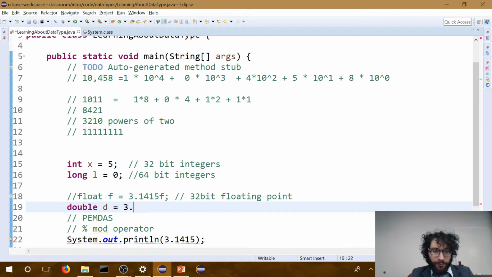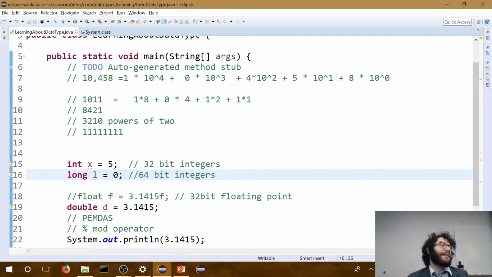Double d is equal to 3.1415, and this is a 64-bit floating point number. These have a really weird configuration, but they are essentially just binary decimal numbers being stored, and they work exactly the way you think they would. Yes? So what does double do? Double is just the name of the type, so we use it for floating point numbers. Double just means double the length of a float, just like long is twice as long.